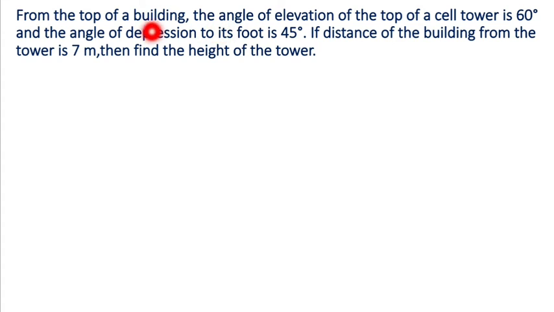And after that, the angle of depression to its foot is 45 degrees. That means from the same building top, we are observing the cell tower foot also. Here we are getting an angle of depression of 45 degrees. This is the given information, and it is also given that the distance of the building from the tower is 7 meters. That means the gap between the building and the cell tower is 7 meters. Now we have to find out the height of the tower.